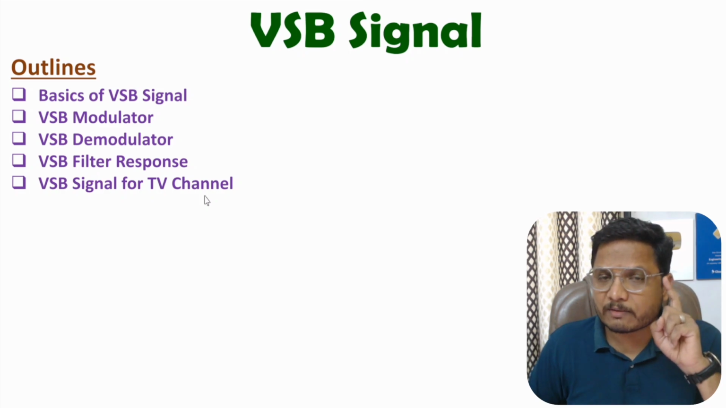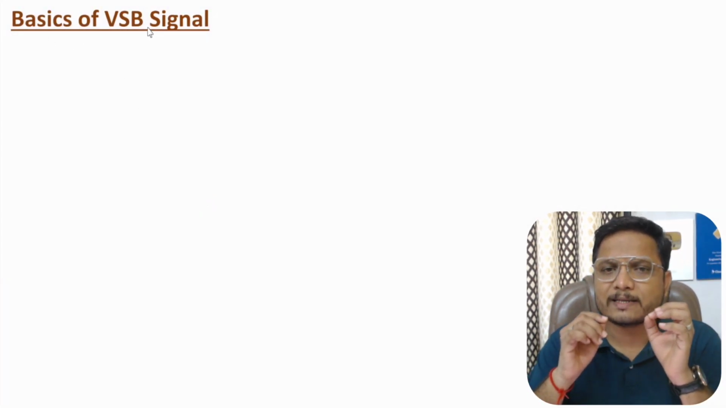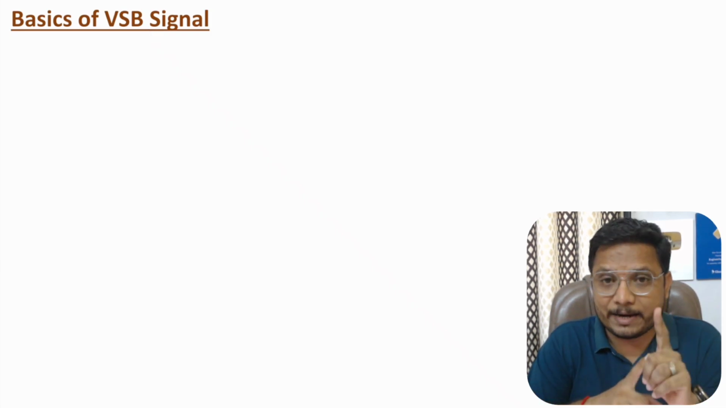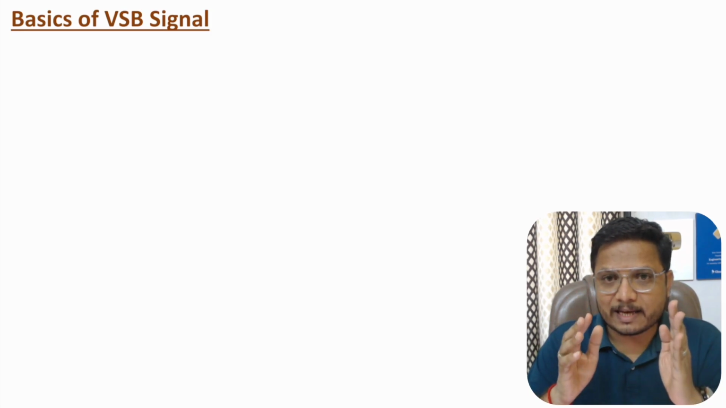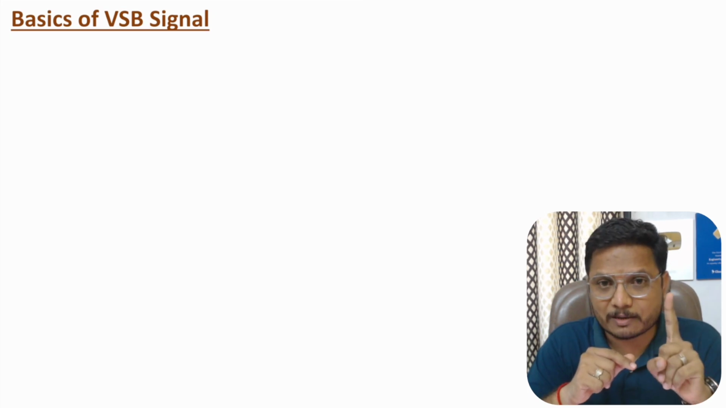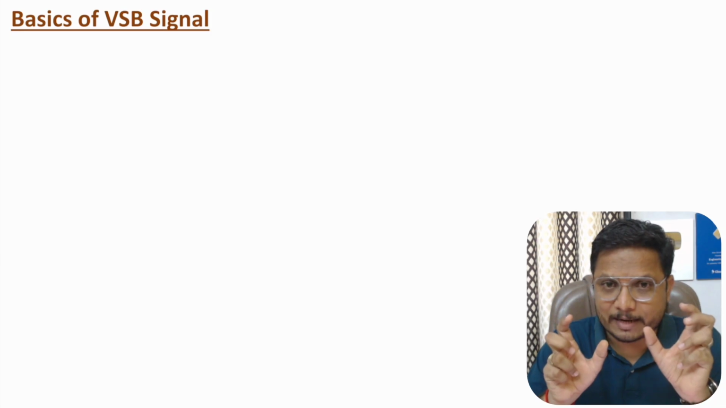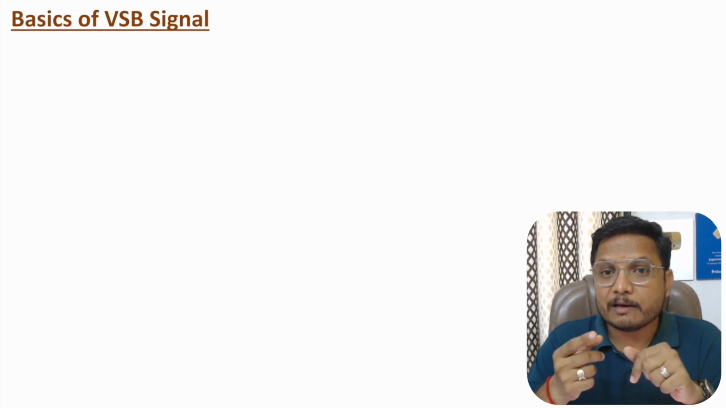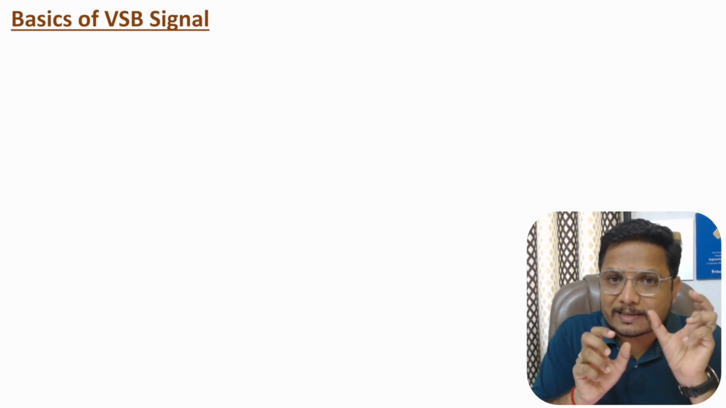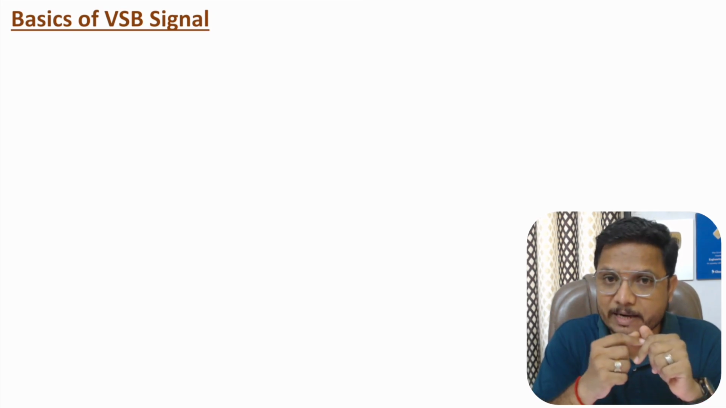So let us start this video with the first agenda, that is basics of VSB signal. First of all, you should know what is VSB. VSB means Vestigial Sideband. In SSBSC, we have one sideband transmission. Either we transmit upper sideband or we transmit lower sideband. In VSB, we transmit one sideband along with vestigial band. So one sideband plus vestigial band, that's why it is VSB, vestigial sideband.